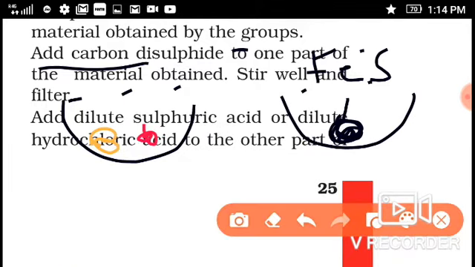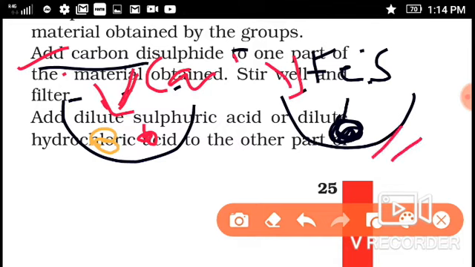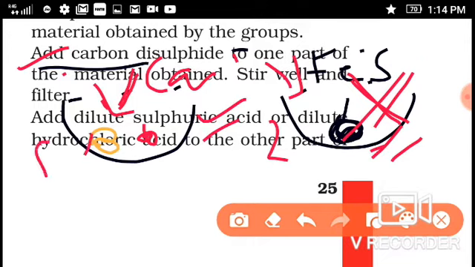Okay, now the question is, add carbon disulfide to one part of the material obtained. When you add carbon disulfide to this group and this group, in group second, addition of carbon disulfide to iron sulfide does not cause any change. But in group first it has a change. Why? Because suppose this is sulfur, when you add carbon disulfide, then sulfur dissolves in it and you get a yellowish solution.